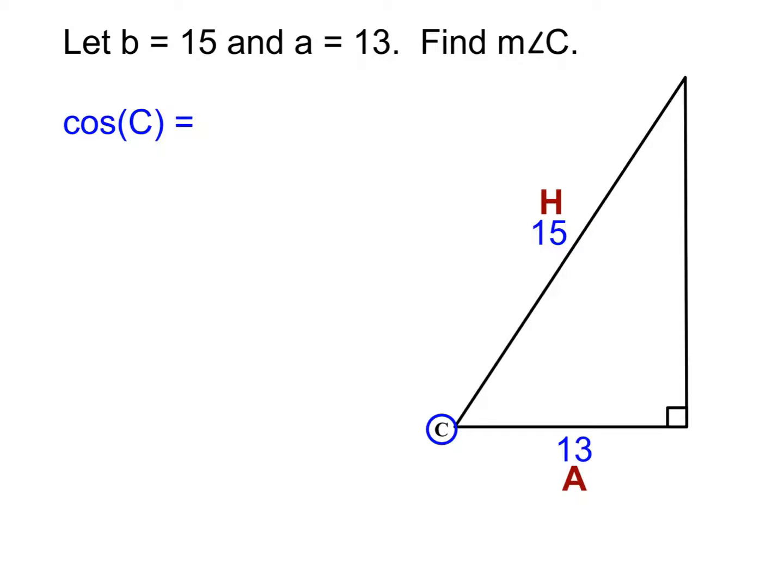Now, remember when I write cosine, I always want to put the angle in. I don't know what the angle is, so I'm just leaving it in with its name. I'm just calling it cosine of C equals adjacent over hypotenuse again, and I know it's adjacent over hypotenuse because that's the definition of cosine. Adjacent is 13, hypotenuse is 15, so it's 13/15.